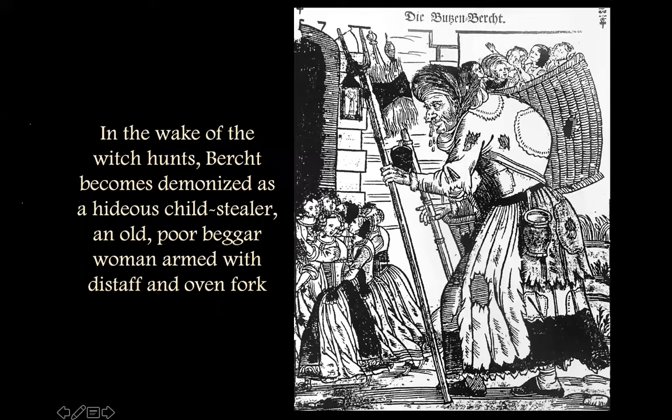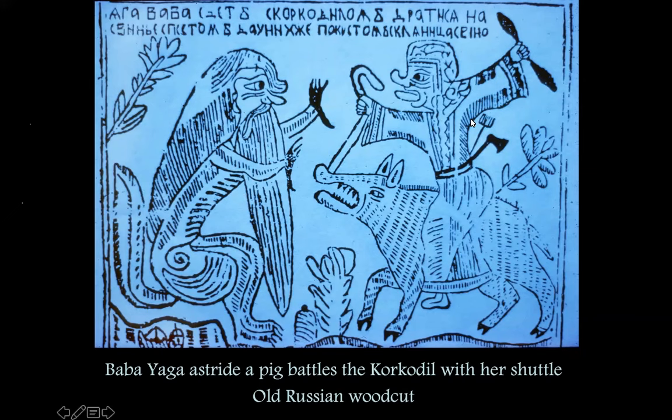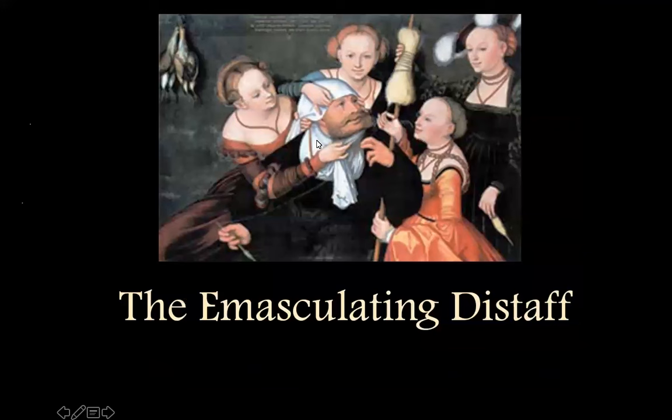Also, Baba Yaga, once again, riding on the pig. She's got a carding tool stuck into her belt. She has a shuttle rather than distaff in one hand as her weapon. Here, fighting the crocodile, one male monster figure. And so this combat aspect of the distaff as a weapon for women, a symbol of female power, and especially the power to emasculate men, to feminize men.